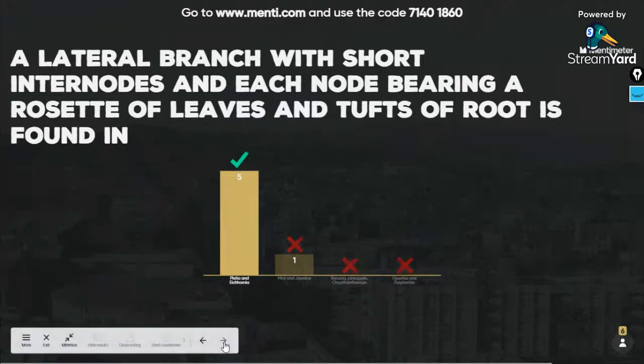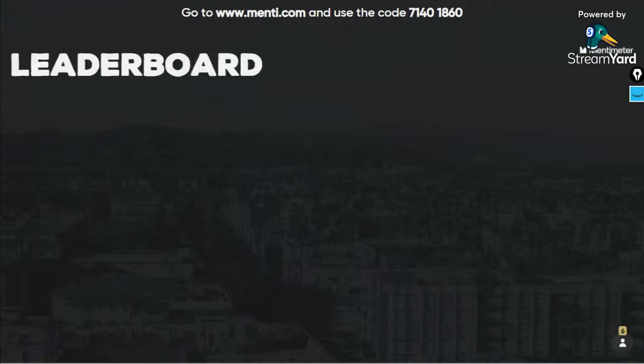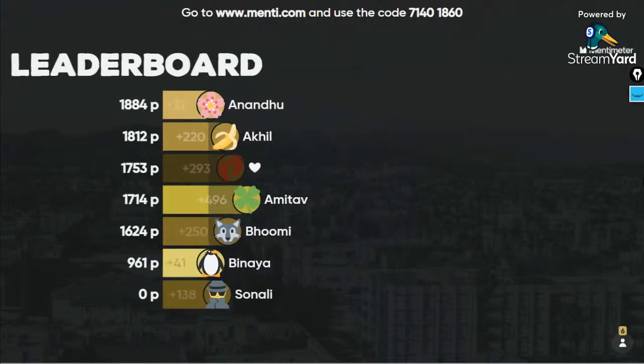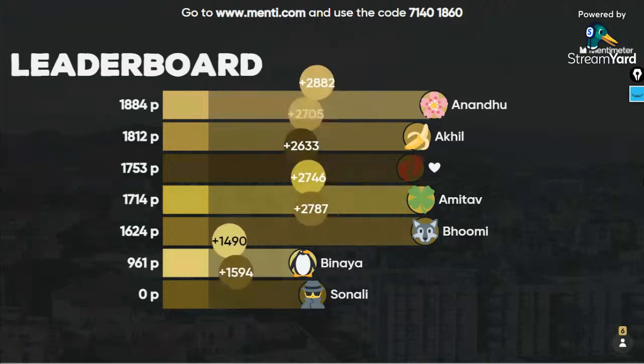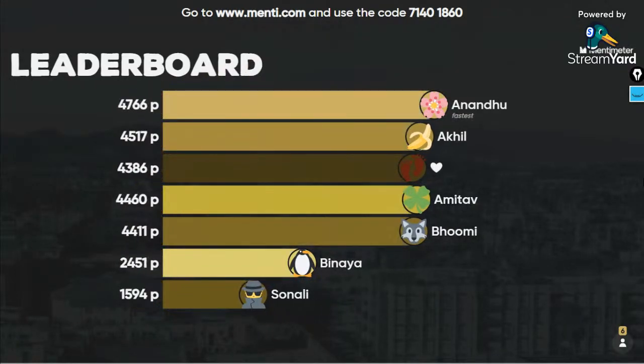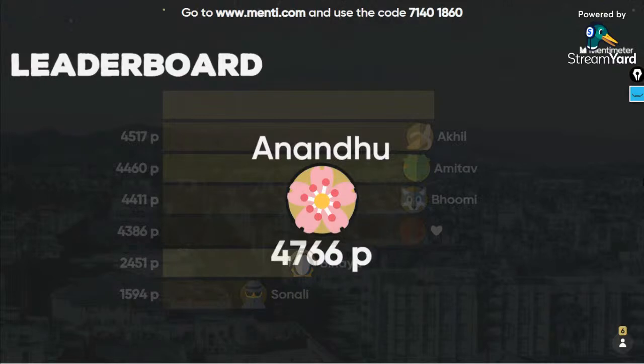Leaderboard, and that marks the end of today's session. Congratulations. You have Anantu as the fastest and the best player for today's stem modification and its types, followed by Akhil, Amitav, Bhumi, Binaya, Hearts and Sonali, the other winners for today's Mentimeter quiz.